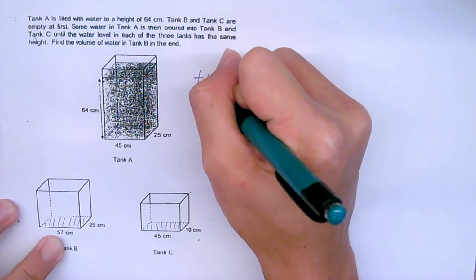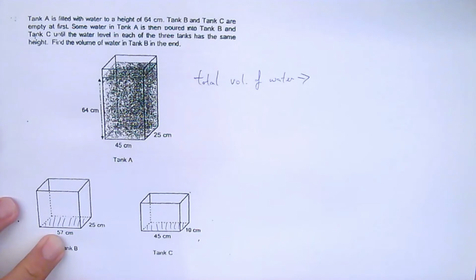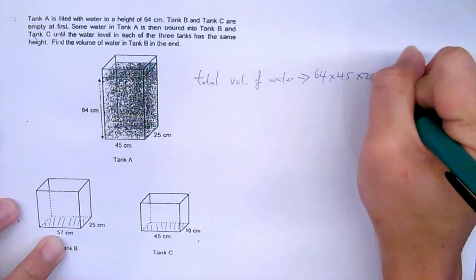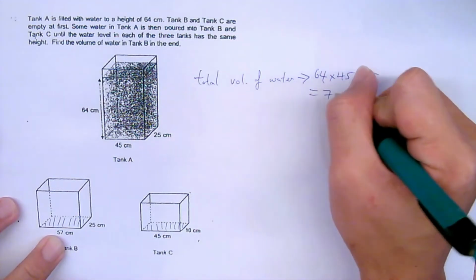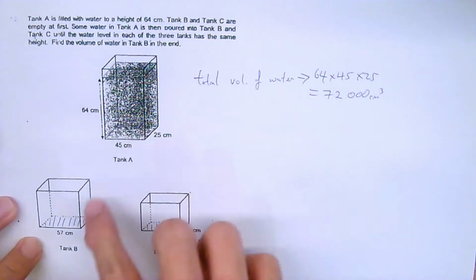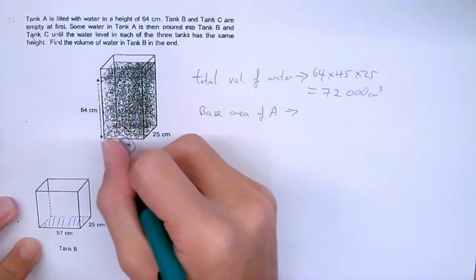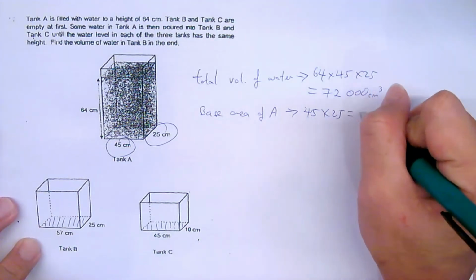The first part is to find the total volume of water. We have 64 multiplied by 45 multiplied by 25, and that will give us 72,000 cm cube. Now, the next part, remember I told you to find the base area. The base area of A will be 45 multiplied by 25, which gives me 1125.